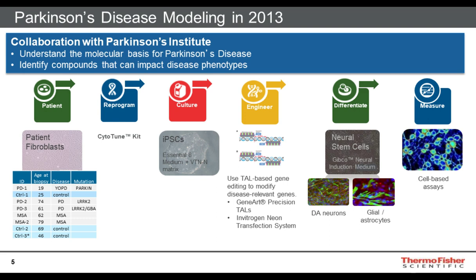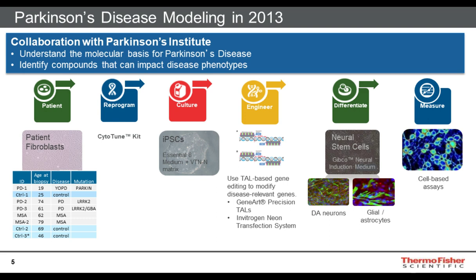About 5 years ago at Thermo Fisher, we started a collaboration with the Parkinson's Institute to try and do exactly that. We had a number of patient fibroblasts carrying mutations relevant to Parkinson's disease. We then wanted to try and revert some of these mutations using genome editing tools that were available at that time, and then further differentiate those cells into neurons and look at some phenotypic differences between the disease sample and the genome edited control.